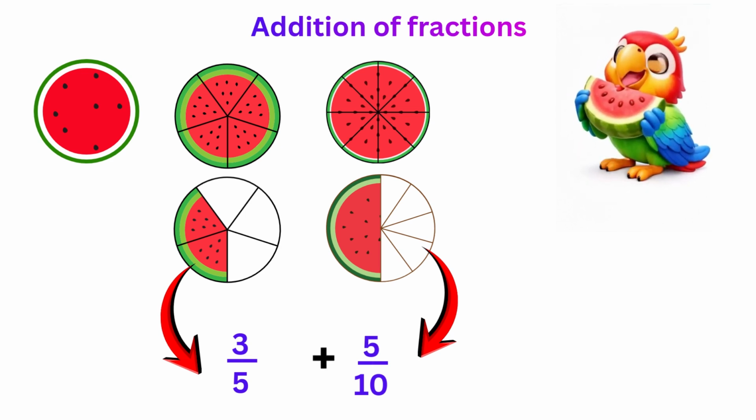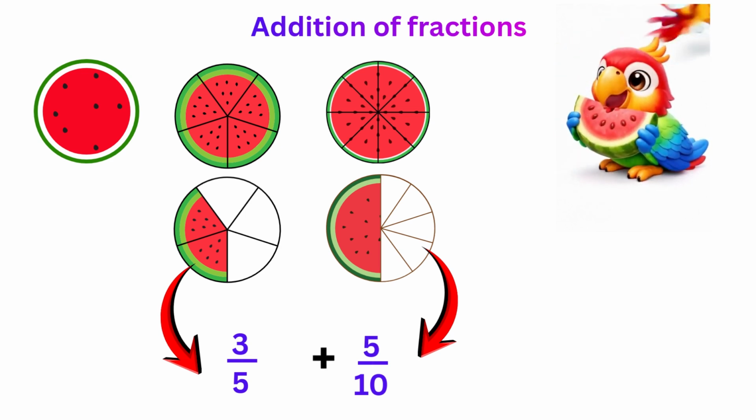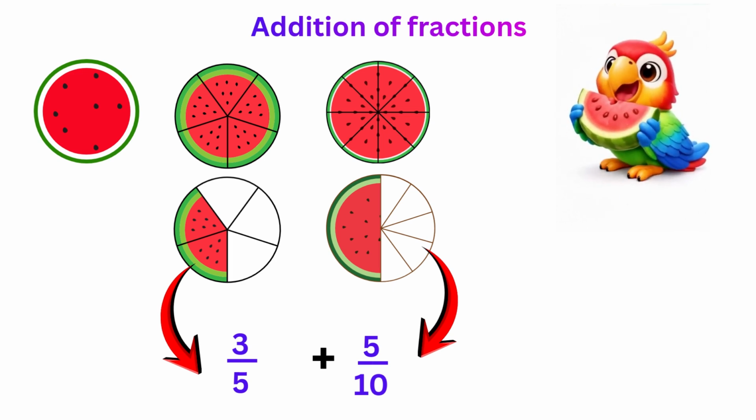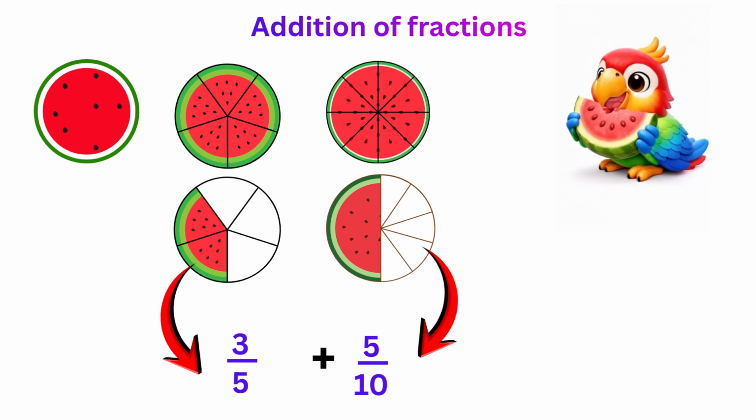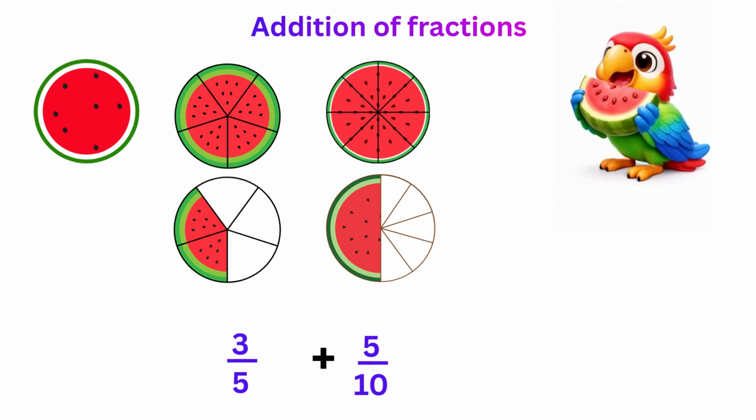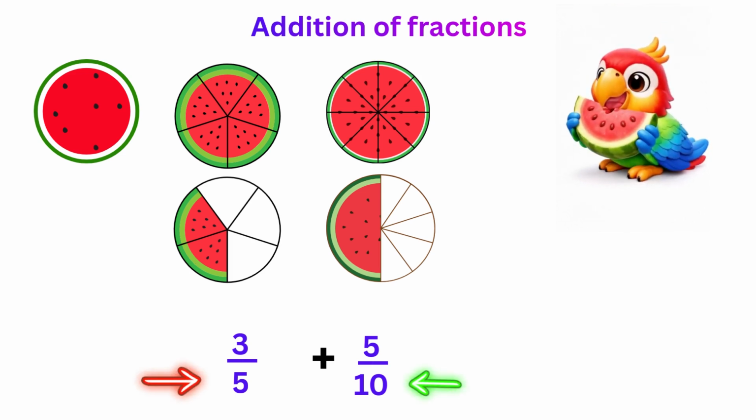So we're adding 3/5 plus 5/10. We can't add them yet. The bottom numbers, denominators, are different. One is 5 and the other is 10. Let's find a common denominator so the pieces are the same size.